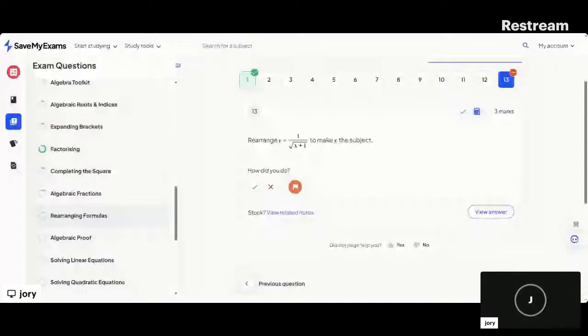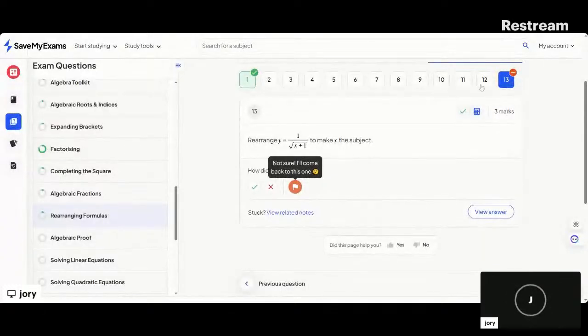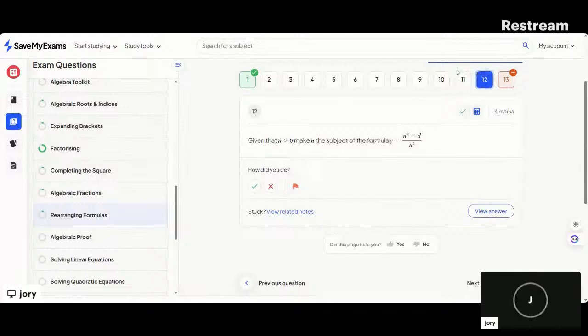Okay. I'll solve another one because I couldn't solve that one. Given that n is greater than 0, make n the subject of this formula. Okay, so y n squared equals n squared plus d. So yn equals n squared plus d. No, that makes no sense. What did I do?